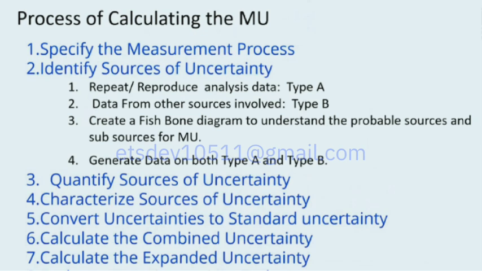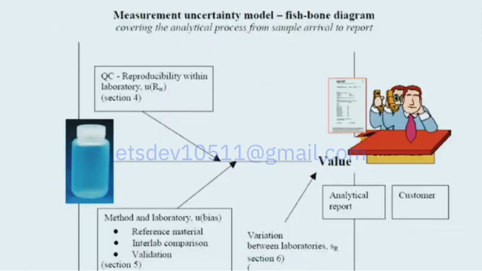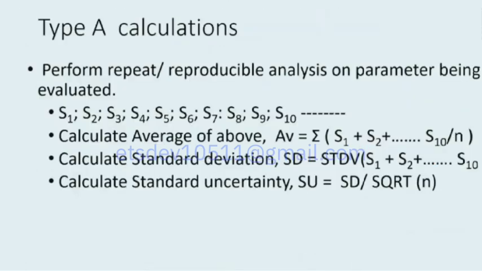So now let's just get down to the basics. What we do is we specify the measurement process. Then we identify and summarize all the sources of uncertainty. Then we quantify that uncertainty. We characterize it. We convert those uncertainties into a standard uncertainty. Then we calculate the combined uncertainty, and then we multiply it by 2 to get the expanded uncertainty.